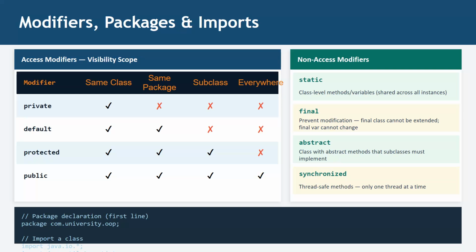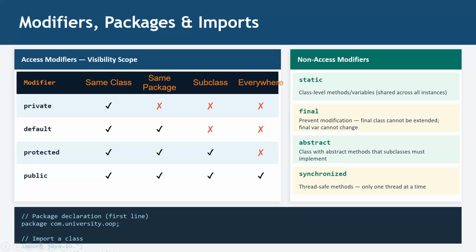So when you use it as abstract, then it is a class with abstract methods that subclasses must implement, as well as be able to use them. Then you have synchronized, which is used for thread-safe methods, where only one thread at a time is used.